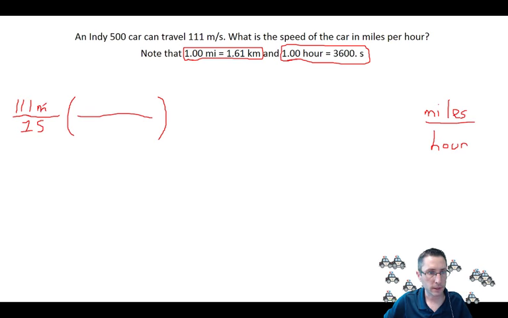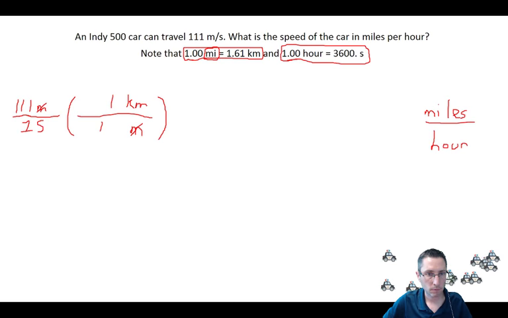To get rid of meters, I know I'm going to need meters here, but none of my given information says meters, right? What's given is miles, okay? So don't confuse that. That's not the prefix here for meters. That's miles, right? I need to get rid of meters, but I'm going to go ahead and remember that in 1 kilometer, there's 10 to the 3 meters.